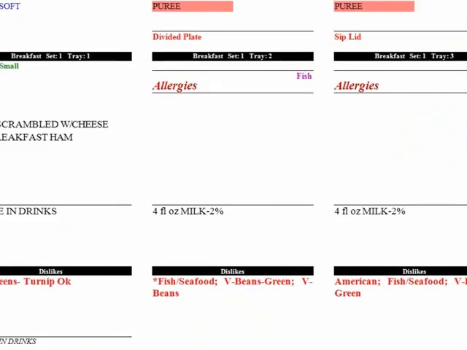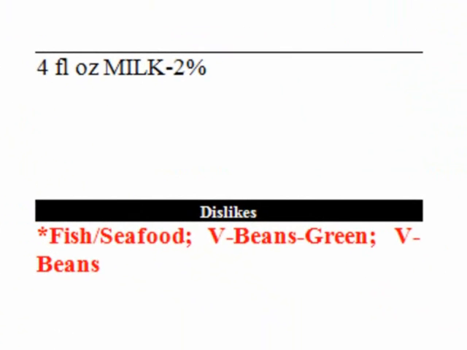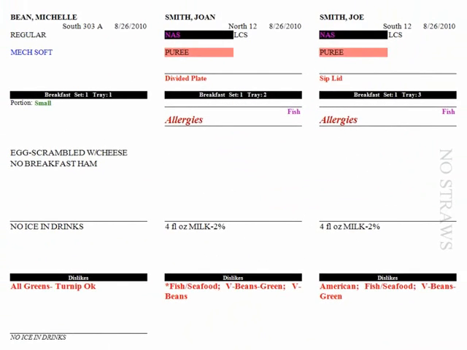Continuing down again, we see the 4 ounce of milk along with Joan's dislikes. You will notice the asterisk next to the fish indicating an allergy or an intolerance. Dietech tray tickets are designed to be simple, easy to read, and customized to your facility's preferences.